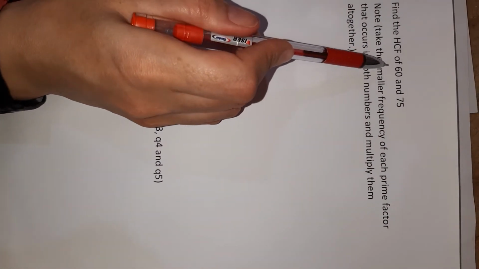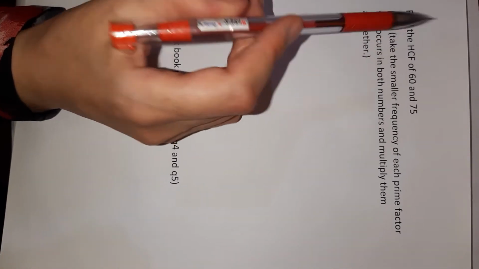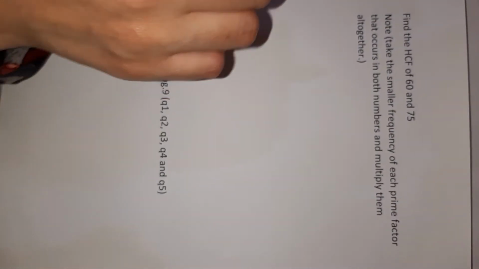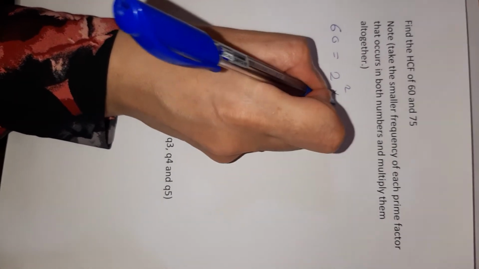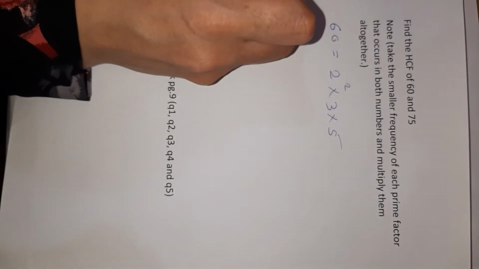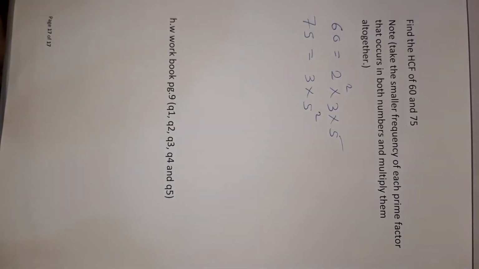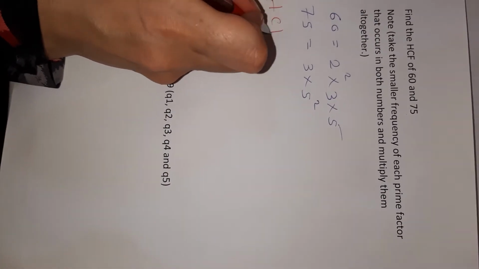Now, also here, find the HCF of 60 and 75. This is the highest common factor. Again, I will write, you need to find the factor tree, the product of primes. Then 60 again equals 2 squared times 3 times 5. 75 equals 3 times 5 squared. After finding these two expressions, we need to find the HCF. Look how I can find it.